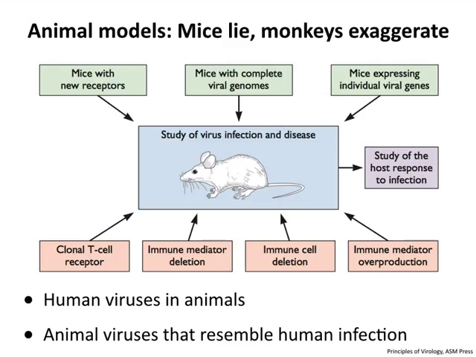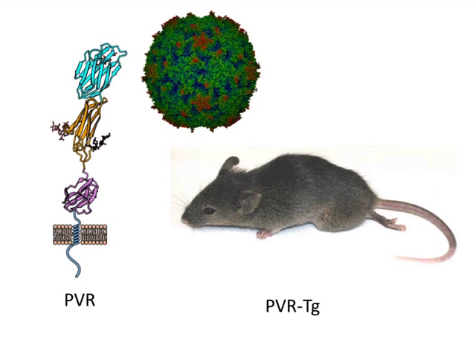But the fact is that we have no idea if those viruses would be equally transmissible among people. Everyone assumes that what happens in an animal will also happen in people. But I want you to leave this course realizing that this is absolutely not true. You should never make this assumption, okay? Mice lie and monkeys exaggerate.